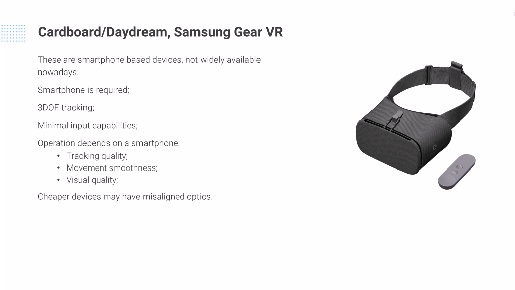The smartphone is required for all of these devices. They support 3 degrees of freedom tracking, which means they support tracking the rotation of the head. The operation depends on the technical capabilities of a smartphone. Cheaper devices may have misaligned optics, which results in reduced user experience. The most popular device nowadays is Cardboard because it is very cheap and affordable. On the other hand, such a device cannot offer real virtual reality, and its use may affect the health of the user. Avoid using Cardboard for virtual reality experiences.